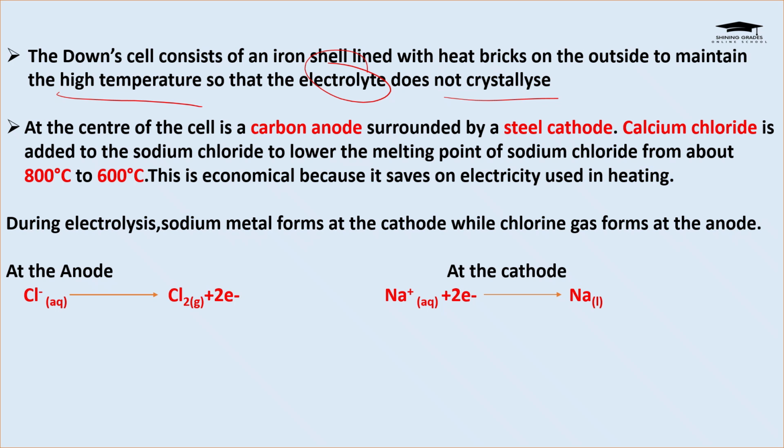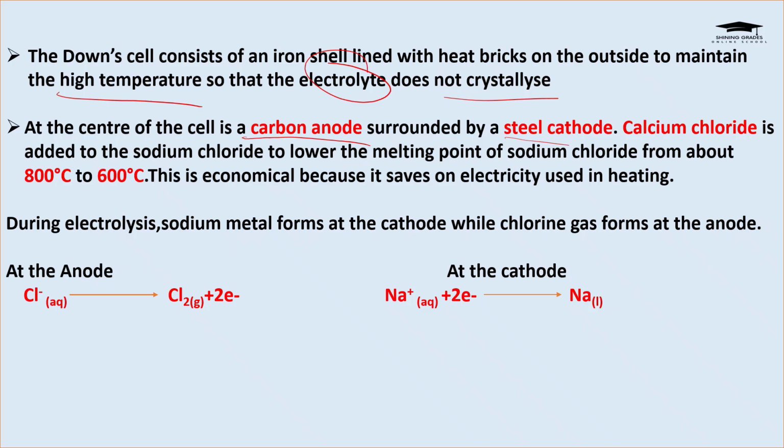Again, on the structure of the Downs cell, we had already talked about the anode and the cathode. So at the center of the cell, we said the carbon anode acts as the positive terminal. And then we have the steel cathode, which acts as the negative terminal.